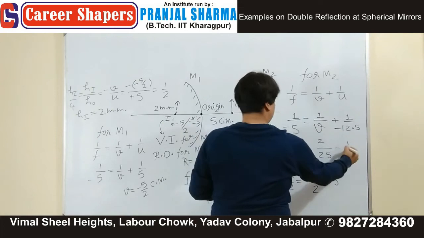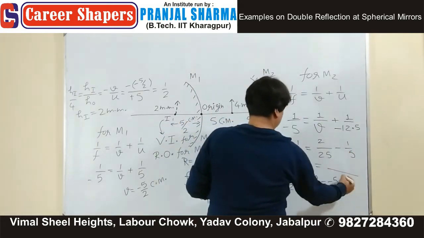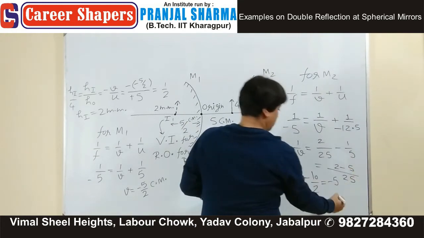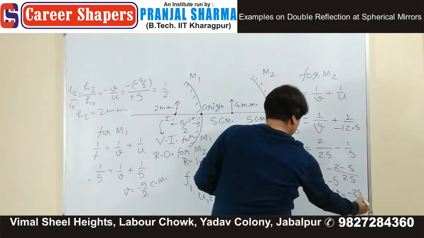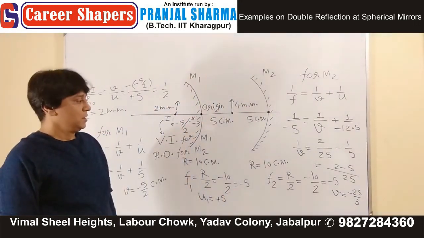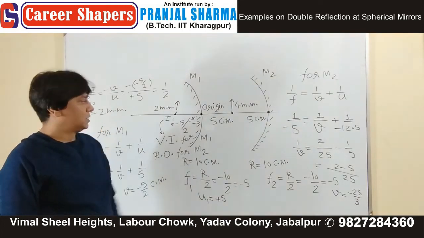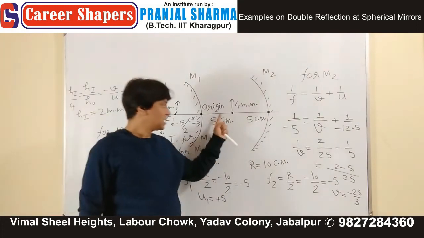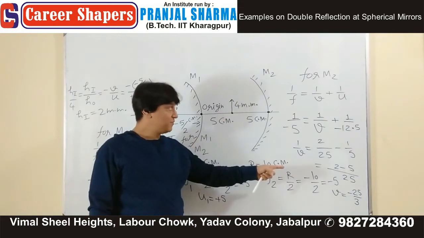Shift, minus 1 upon 5. V is coming minus of 25 by 3. Roughly 7 point something. Somewhere here you're going to see your image, minus 25 by 3.